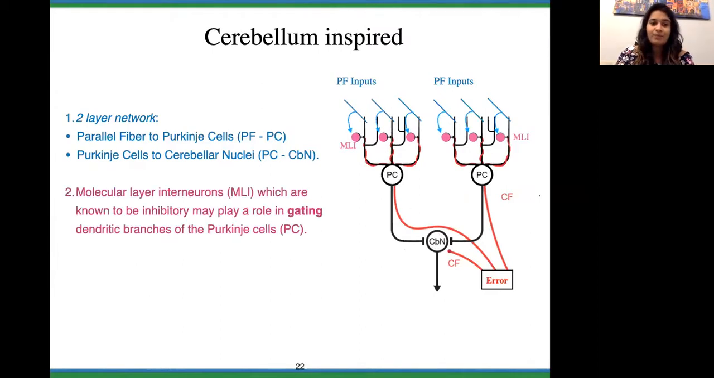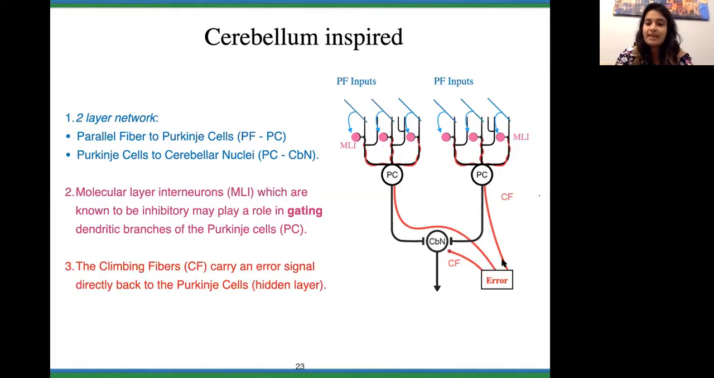These molecular layer interneurons in pink here receive parallel fiber input. So the input goes into these molecular interneurons. And these interneurons are inhibitory. So they're known to have an inhibitory effect on the dendrites of the Purkinje cells. And so in our model too, we have gating through MLIs, which is analogous to having this type of effect on the dendrites of the Purkinje cells.